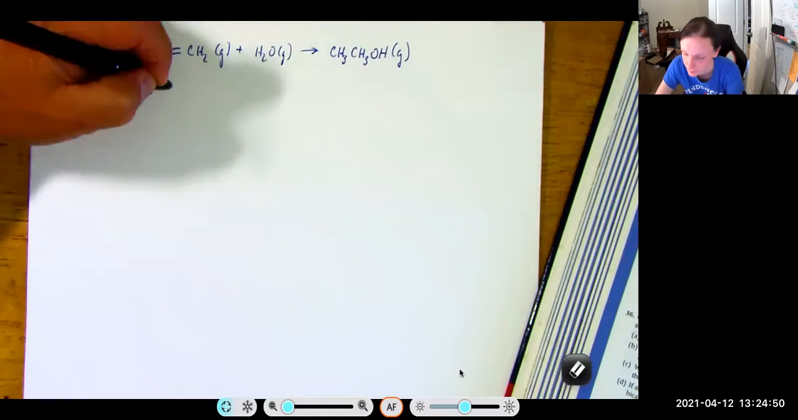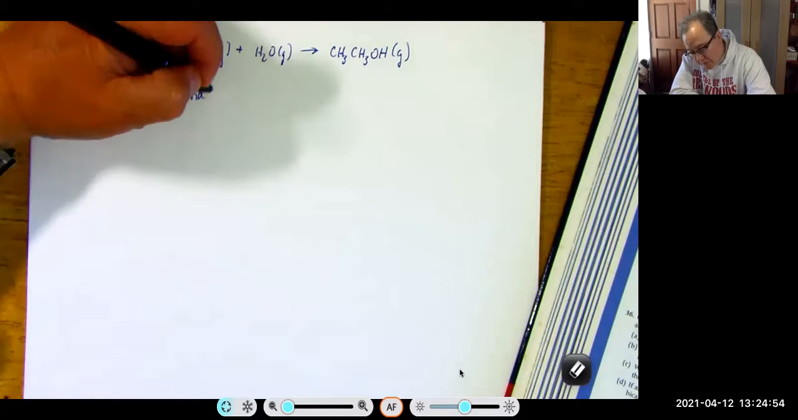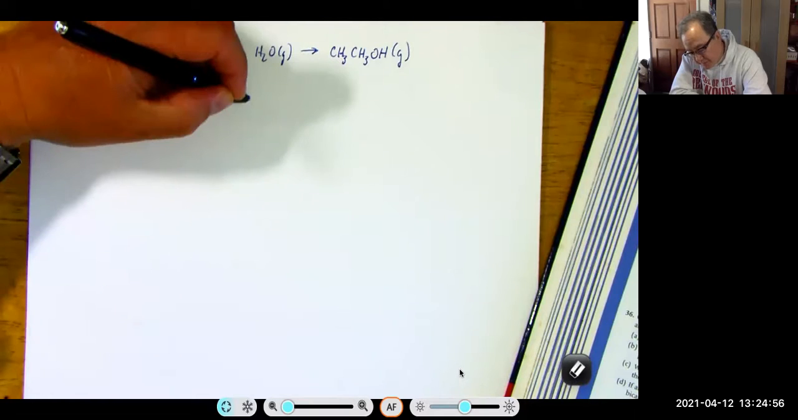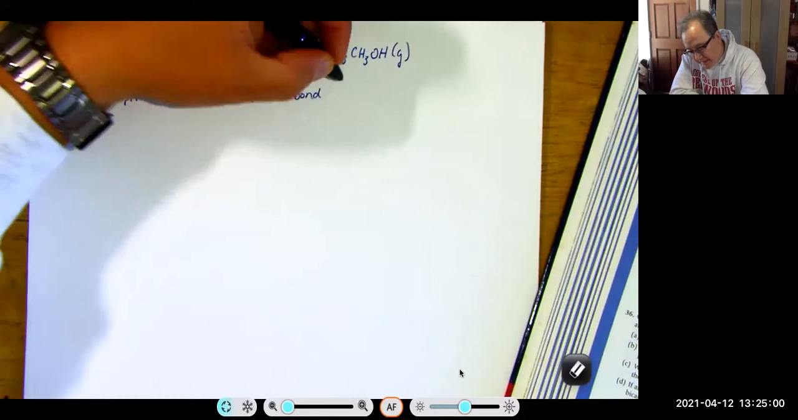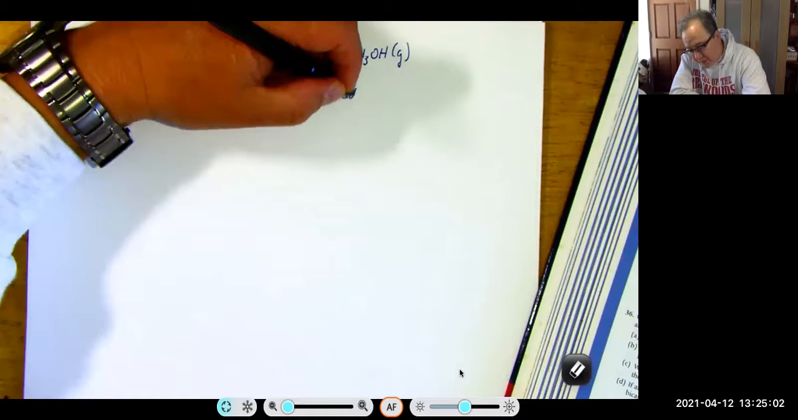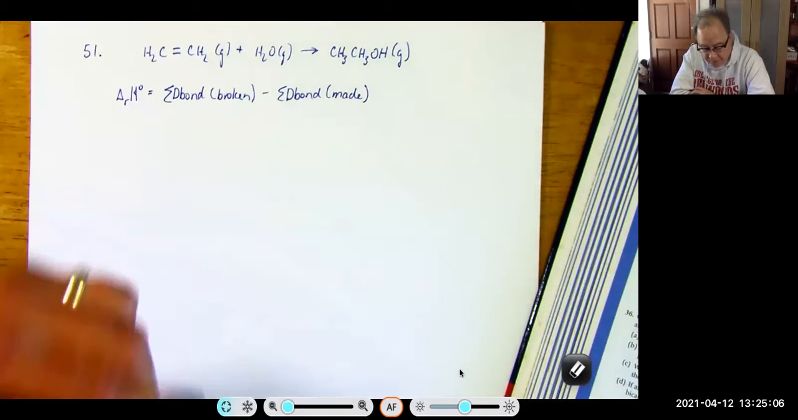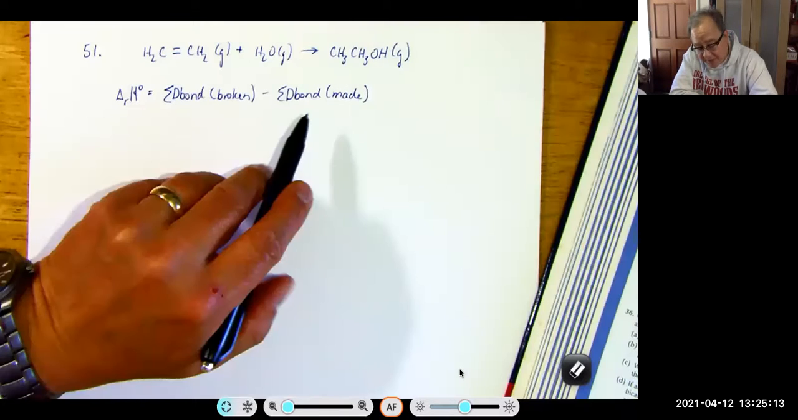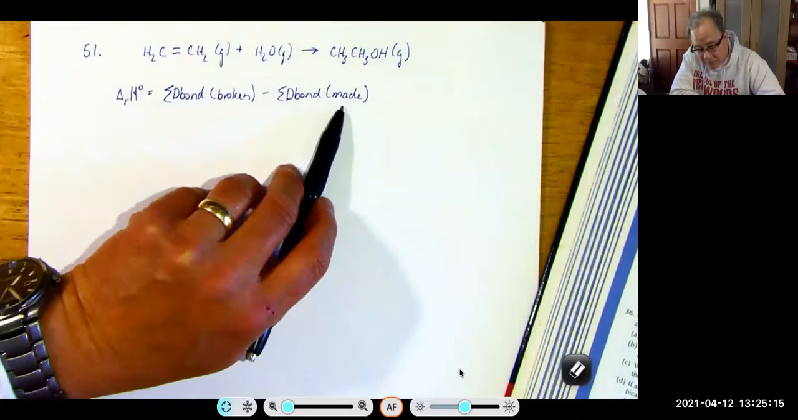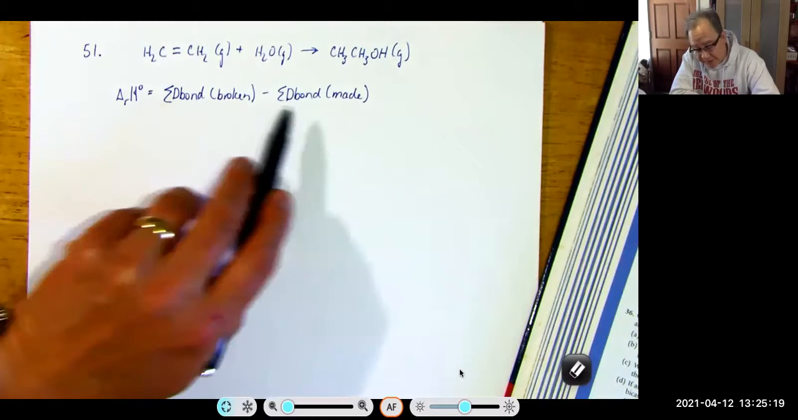So we're going to do the sum of the bonds broken minus the sum of the bonds made. And here we use the D to represent the bond dissociation energy. Okay, and the reason it's minus the bonds made is because when you break them, you had to put energy in, that's positive. When you make bonds, energy is released, and that's negative.